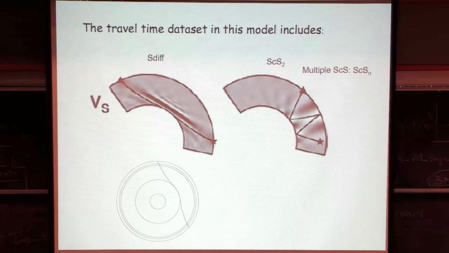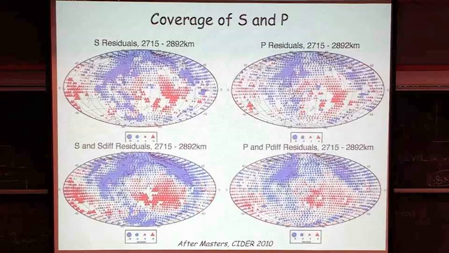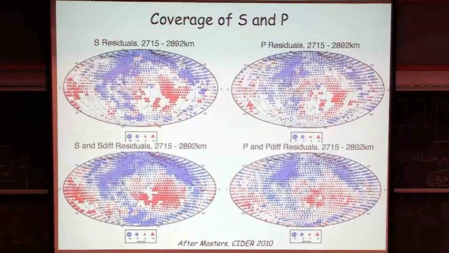But okay, so this is another slide borrowed from Guy Masters, comparing the sampling in the deep mantle that you can get with only S waves, the direct S waves, only P waves, and then if you add diffracted waves, you see that you start filling in some of the gaps in sampling, and same for the P models.